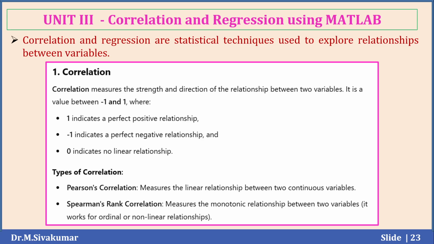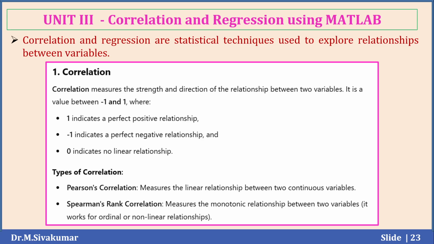Now let us see what is correlation. What are the different types of correlation? Correlation measures the strength and the direction of the relationship between two variables. It is a value between -1 and 1. Positive 1 indicates a perfect positive relationship, -1 indicates a perfect negative relationship, and finally zero indicates no linear relationship.